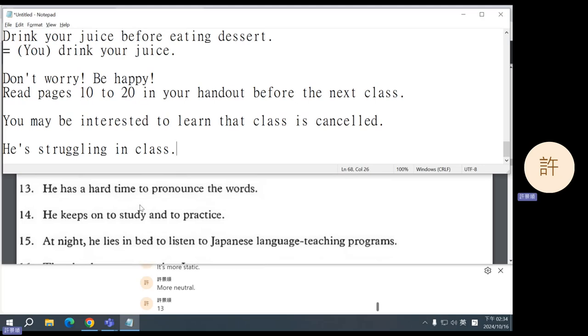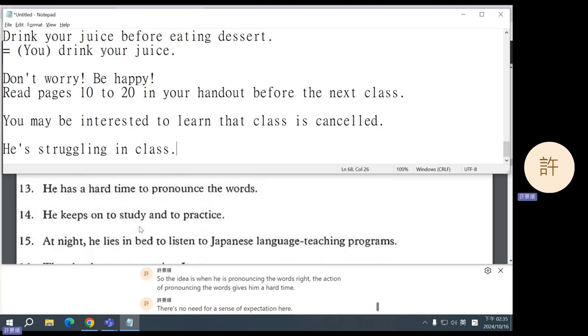13. He has a hard time to pronounce the words. Close. He has a hard time pronouncing the words. So in this unit, we're talking about the infinitive to pronounce or the gerund, pronouncing. So if it's not to pronounce, then it's probably just pronouncing. So the idea is when he is pronouncing the words, right? The action of pronouncing the words gives him a hard time. There's no need for a sense of expectation here.